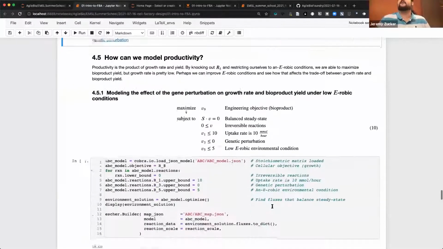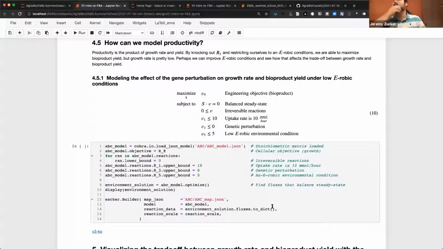Okay, so how about productivity? Productivity is the product of growth rate and yield. By knocking out R3 and restricting ourselves to anaerobic conditions, we're able to maximize bioproduct yield, but the growth rate's pretty slow. Perhaps we can improve aerobic conditions and see how that affects the trade-off between growth rate and bioproduct yield. Right? So now we're going to maximize our engineering objective.